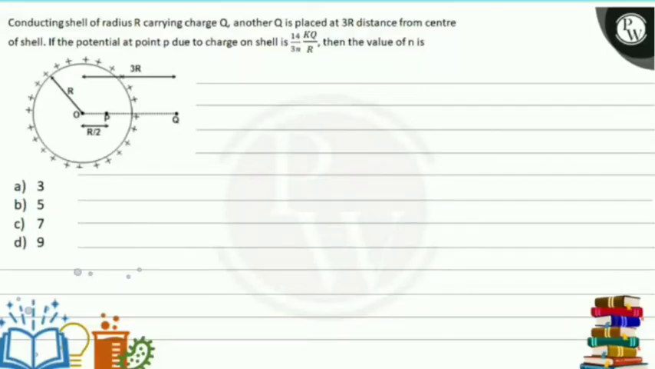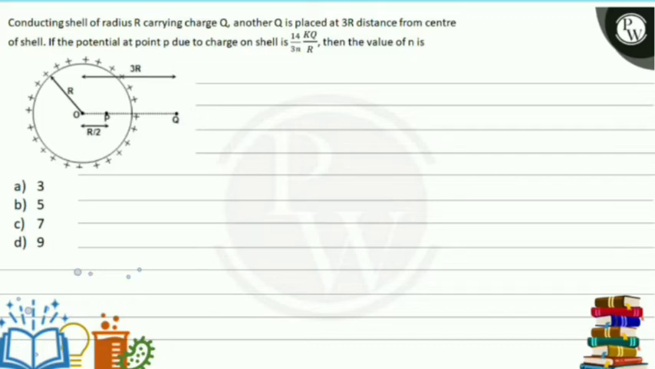Hello friends. So in this video we are going to discuss a question in which we are given a conducting shell of radius capital R and an external charge capital Q. We are required to find the potential at point P due to the charges present in the shell. Here in this question we have to apply a very basic concept of Gauss law.